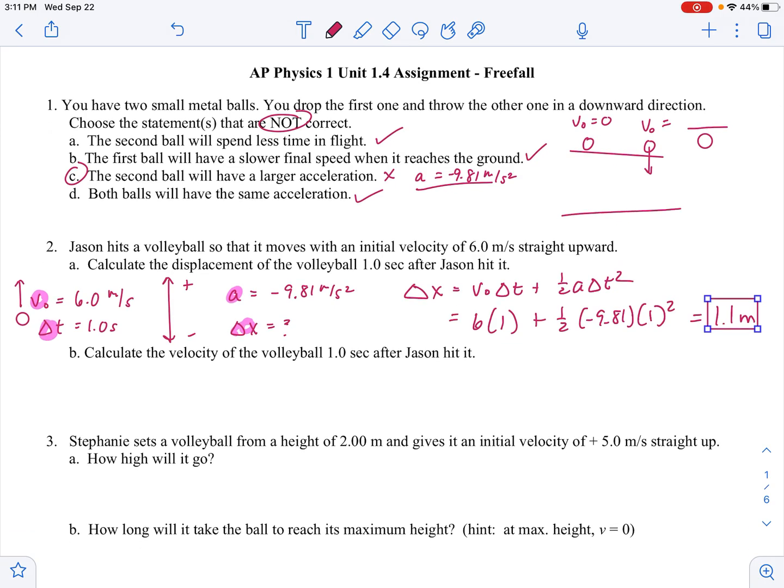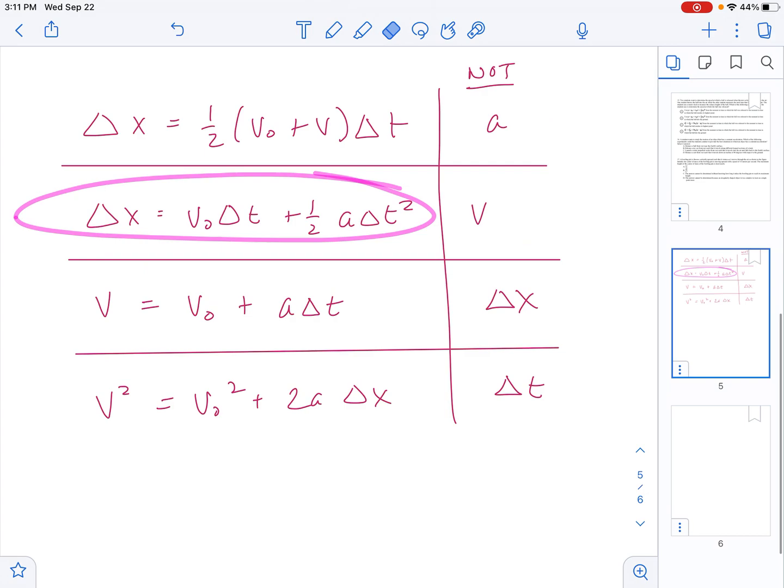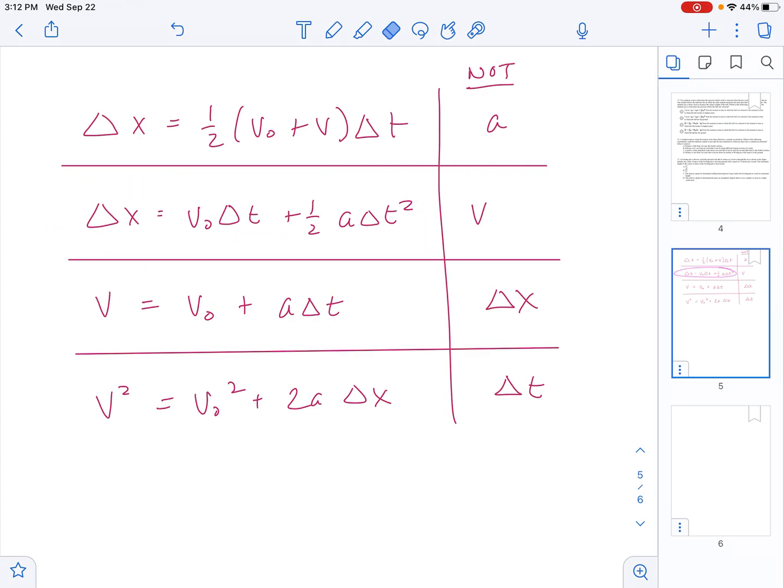Calculate the velocity of the volleyball 1 second after Jason hit it. So now I'm looking for final velocity. Now I have all 4 other variables here. I've got initial velocity, I've got time, I've got acceleration, and I just solved for delta x. So I actually have a couple of right equations to choose from. But what I like to do is pick the one that'll get me there the shortest, simplest way.